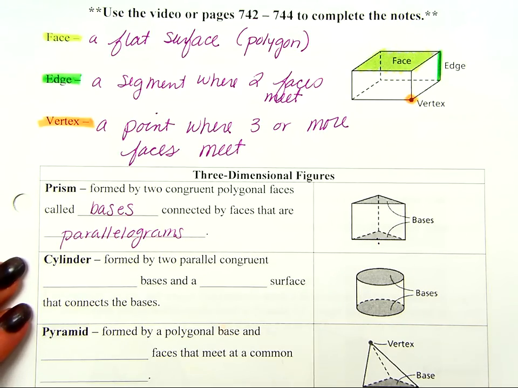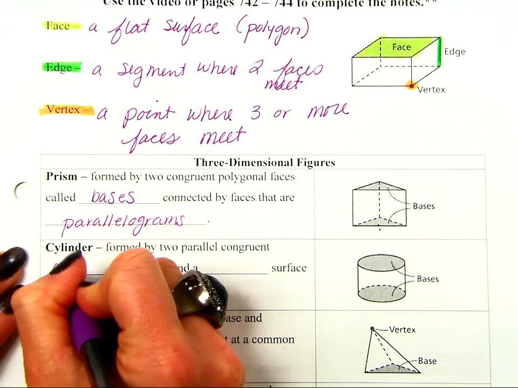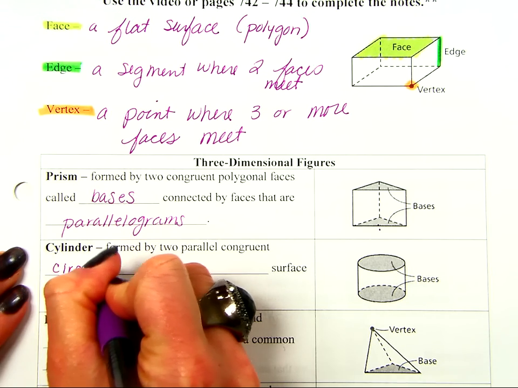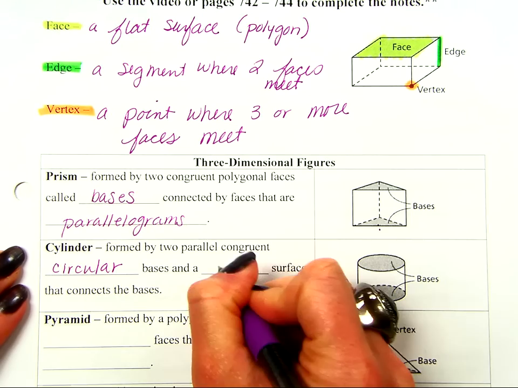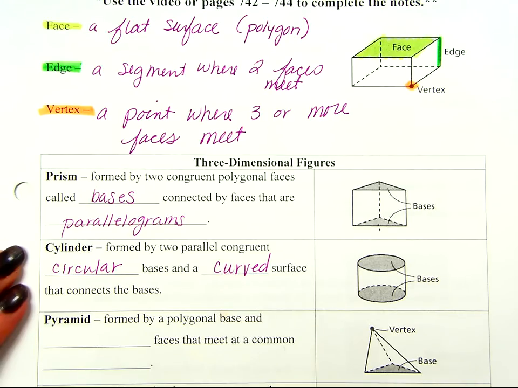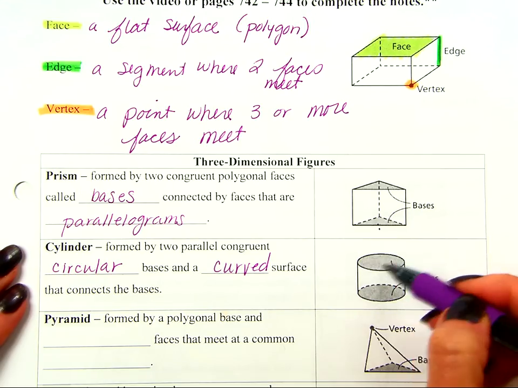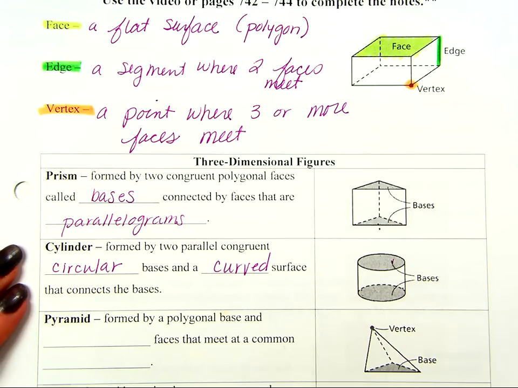Our cylinder is defined as being formed by 2 parallel, congruent, circular bases and a curved surface that connects the bases. We know a cylinder as thinking about a Pringles can, a pop can, a coffee can, but our 2 bases, top and bottom, are circles.